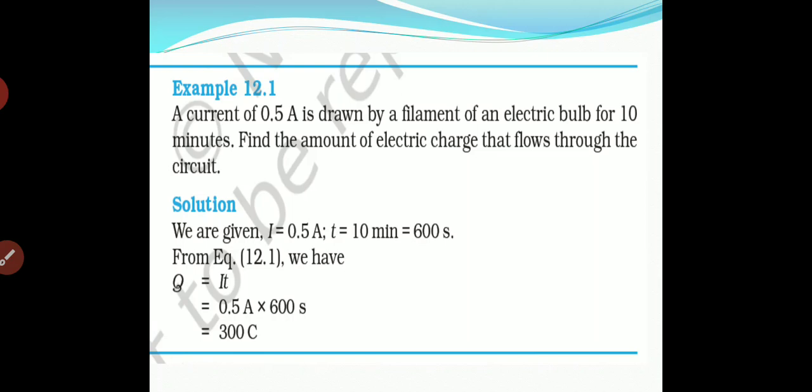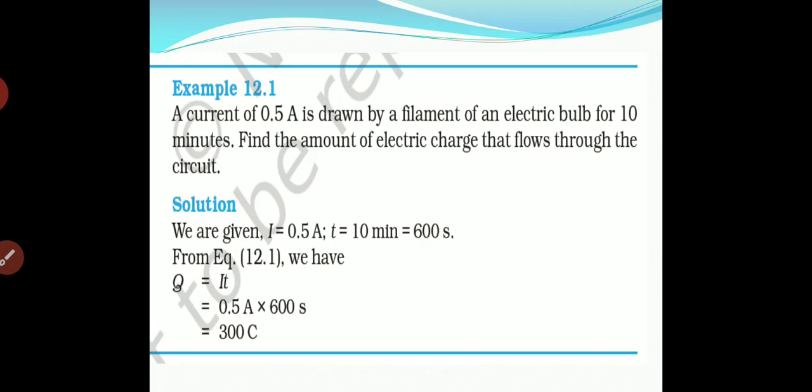In that formula, we have taken Q as the subject of the equation. So we will get Q is equal to I T. Once again, I am repeating: we have the formula I is equal to Q upon T, where we have taken Q as the subject of the formula. So our formula will be Q is equal to I into T.